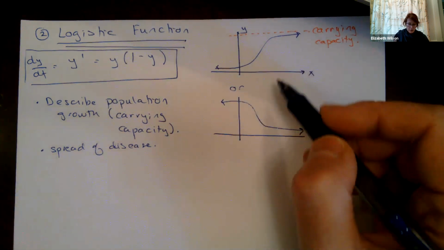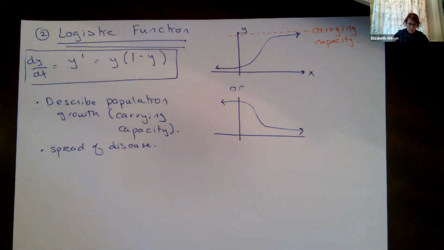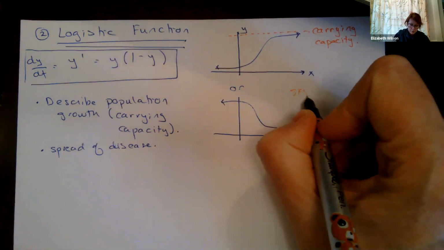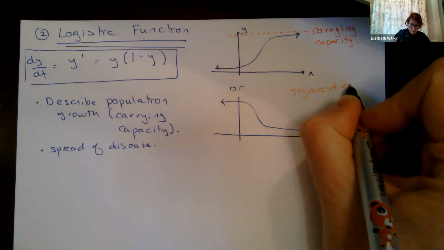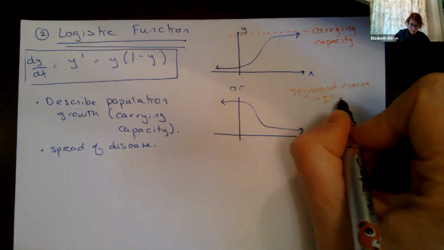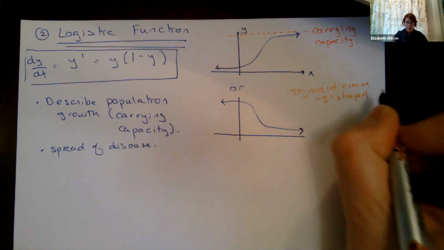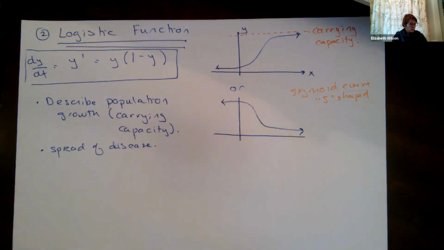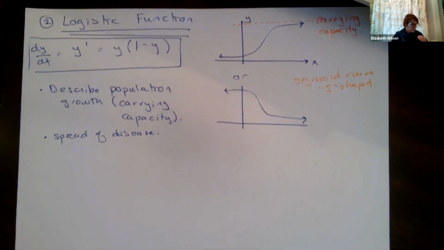Okay, this is called a sigmoid. I'll just write that down in a different color. So this is a sigmoid curve. It's S-shaped, roughly S-shaped. Okay, logistic function.